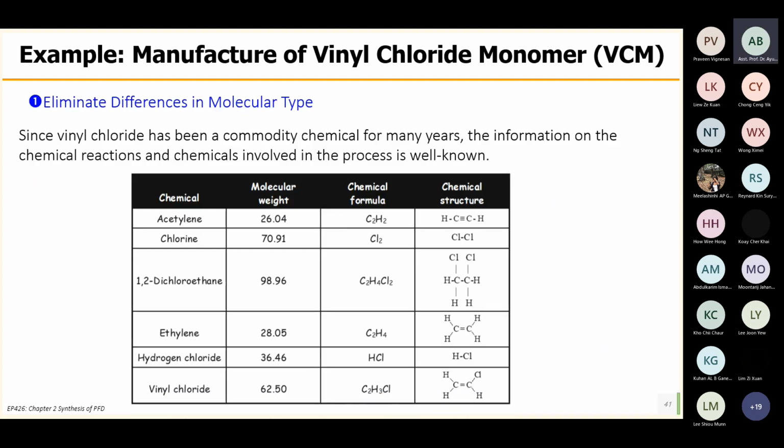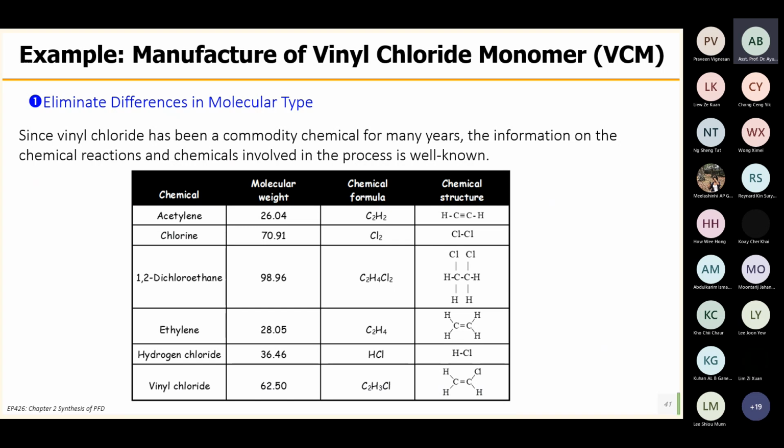Now, the first step is to eliminate differences in molecular type. VCM is common, so you can get the info from any references. These are the reactants or products produced from your process. We have acetylene, chlorine. List out all the chemicals involved, whether reactant or product. List out their properties, and identify the chemical formula and structure.